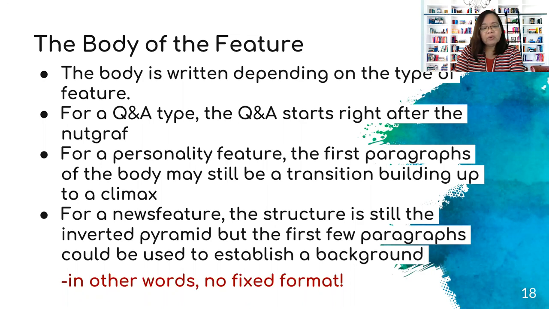Now, for a Q&A type, the Q&A starts right after the nut graph. For any other feature, there could be a transition between the nut graph and the rest of the story. For a personality feature, the first paragraph of the body may still be a transition, as we said, building up to a climax. So you're still trying to introduce your character. For a news feature, the structure is still the inverted pyramid, but the first few paragraphs could be used to establish a background. All right, so in other words, there's not one way of writing the body. As we said, feature writing is very flexible. So what you have to be striving for is that there is a flow between the introduction and the body.